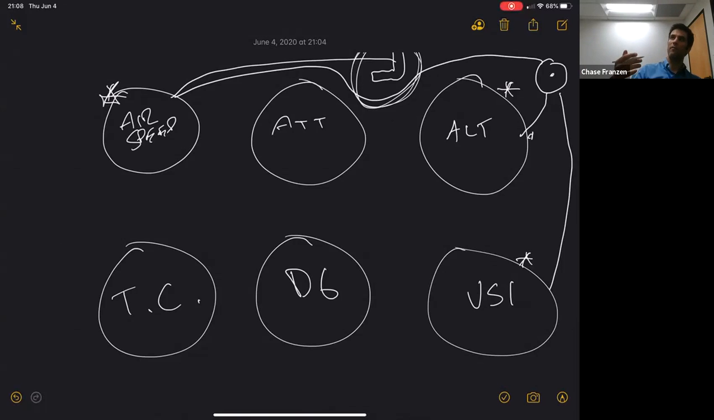Similarly, if we apply pitot heat and you've got ice, it melts the ice that's sitting here at the front of the pitot tube, and some of that water then can get in the pitot tube, and we want to be able to get rid of that water. So there's a drain hole on the bottom of the pitot tube that allows that water to escape.